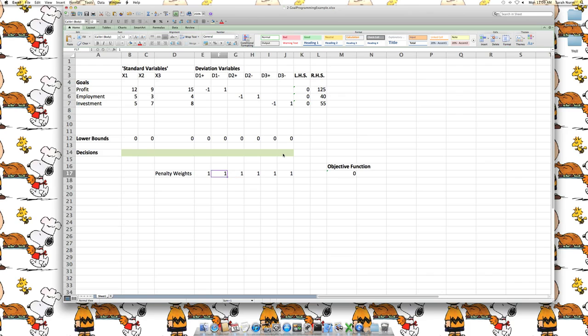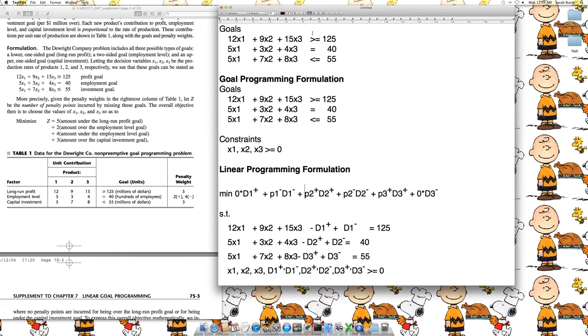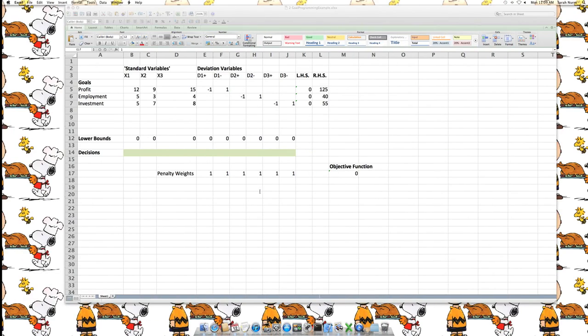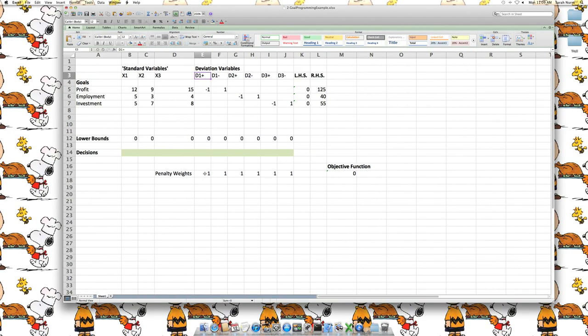So back when we wrote up the LP formulation, we decided that some of these penalties were 0. And then we could decide the other parameter values, the p values, appropriately. So here, if we go back, we had a greater than or equal to for 125, which meant I didn't care about D1 plus. So for the D1 plus column, I'm going to change this to 0.